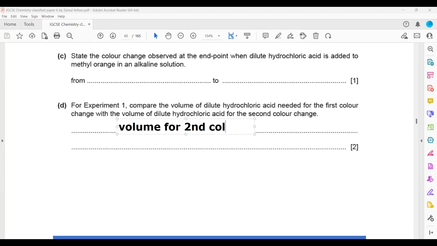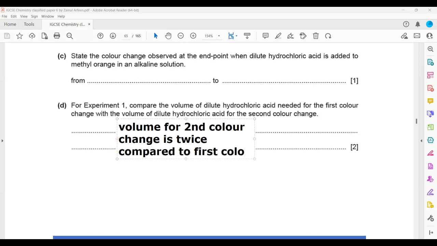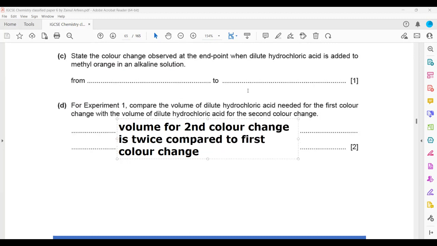The volume for the second color change is twice compared to the first color change. And how do we identify it's twice? Because you just compare the volumes, 10.4 and 20.8. So it appears it is twice.